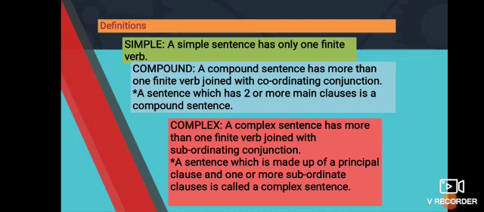Now, there is one main clause, as I have told you. There are two types of clauses, main clauses and subordinate clauses. So a sentence that has one main clause and one or more subordinate clauses, that is, a sentence which is made up of one independent clause and one or more dependent clauses, is called a complex sentence.